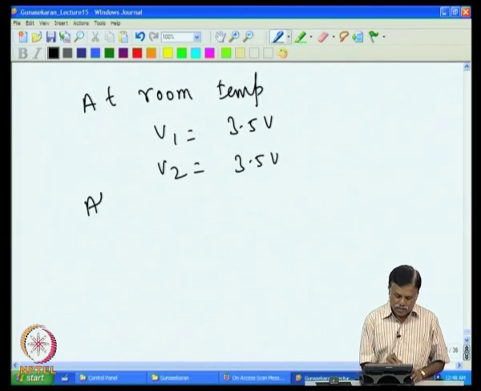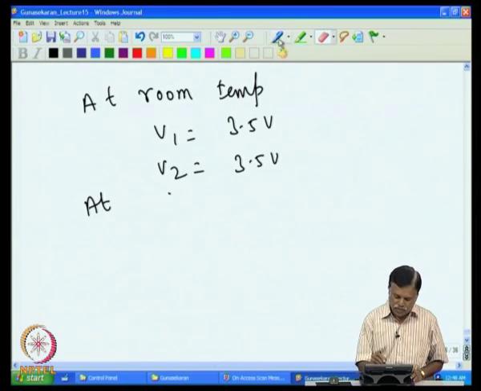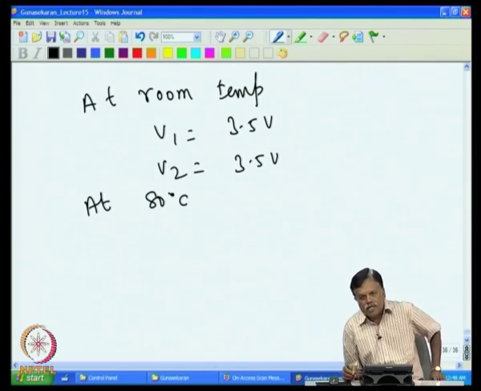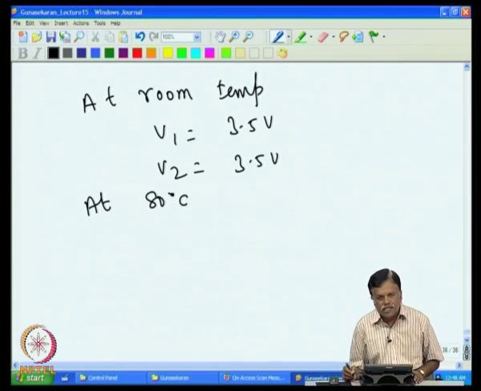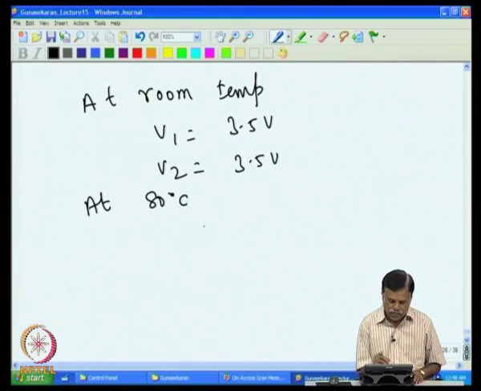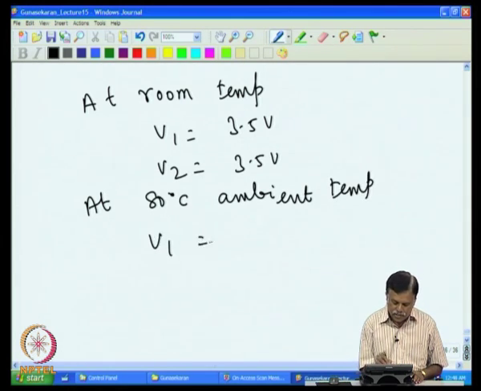Now, see at 80 degree C. For industrial use we go up to 80 degree C, because industrial grade equipment is supposed to work in the open air, and the temperature of the open air can go up to 80 degree C. So, all industrial grade equipments are manufactured for minus 20 degree to 80 degree working. So, if the ambient temperature goes to 80 degree, then what is V1, what is V2?